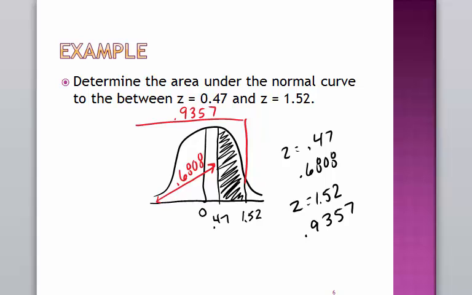Okay, so let's think about how we find the area of the shaded region. We know that the 0.9357 is the total of the shaded part along with this part on the left that is not shaded. We also know that any part that's not shaded is going to need to be subtracted off in our final computation. And so we're going to take 0.9357 and we're going to subtract off 0.6808, which gives me a final answer of 0.2549.